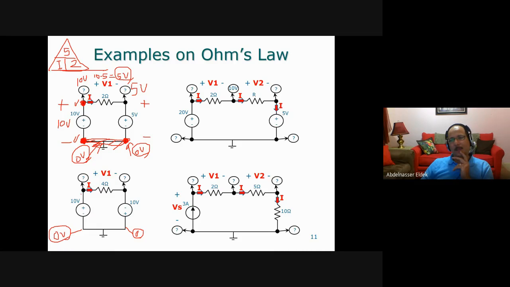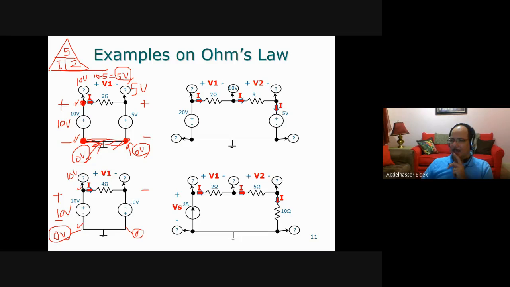What about the voltage here? I know that the difference is 10. It's 10 volt. Positive, negative. Then the voltage here is 10 volt. So from this side, this point is 10 and this point is 0. 10 minus 0 is 10.